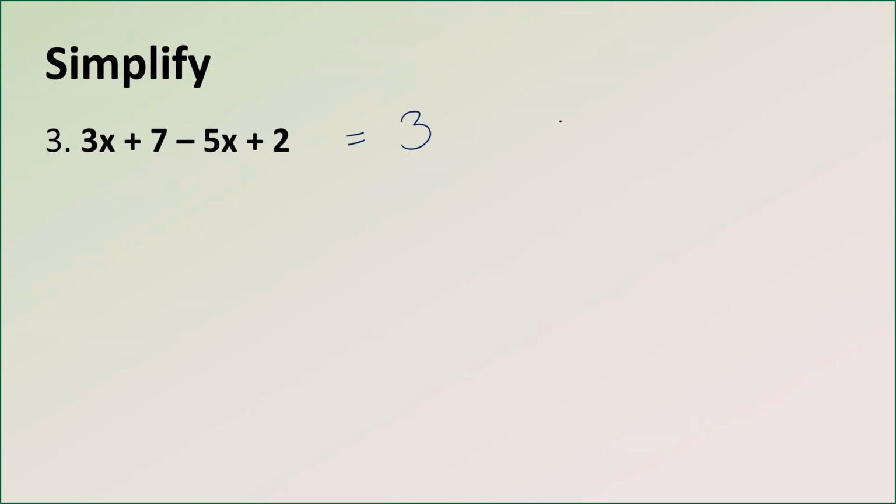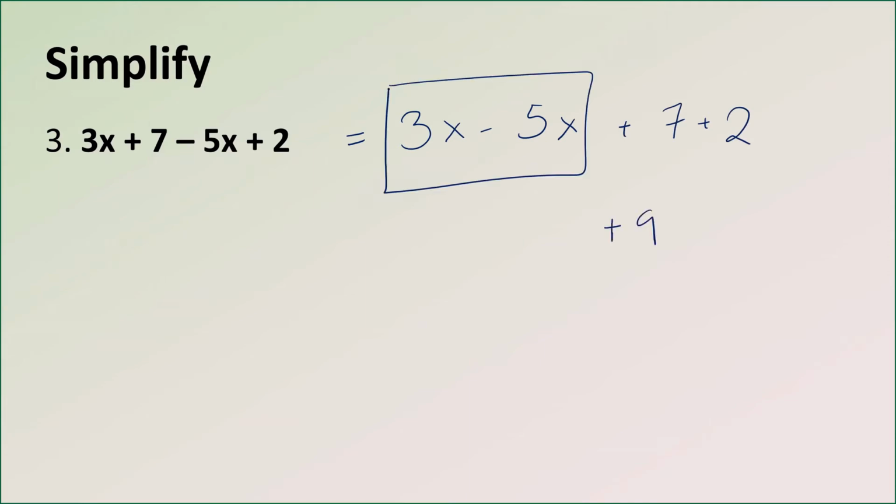Now we have 3x minus 5x and then 7 plus 2. 7 plus 2 is easy, it is 9. What about 3x minus 5x? 5 is bigger than 3, and how can I subtract a bigger number from a small number? For beginners like you, it might be really troubling.